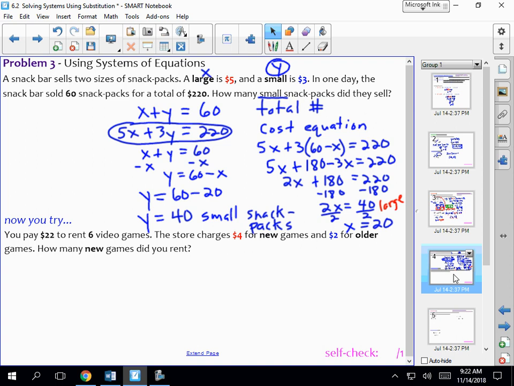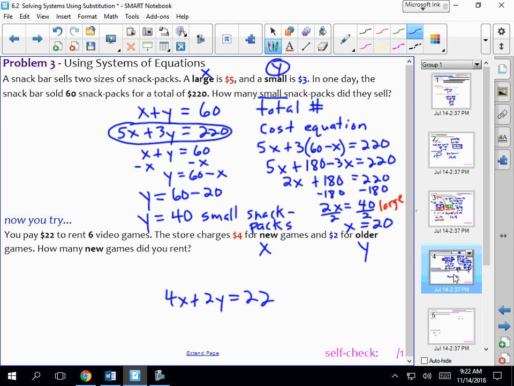Okay, we've done the solving of these types of problems. Let's see if we could write an equation. It says you pay $22 to rent 6 video games. The store charges $4 for new games and $2 for older games. Let's agree to call the new games x and the older games y. What's one equation you would have here? Give me one. Yeah, 4x plus 2y equals 22. Yep. So 4x plus 2y equals 22.